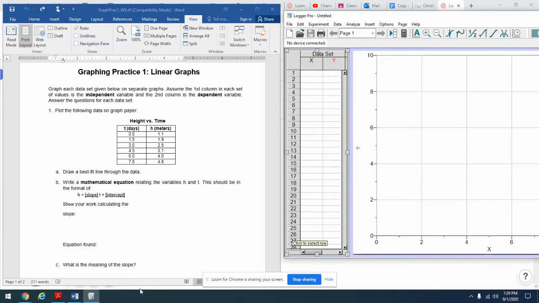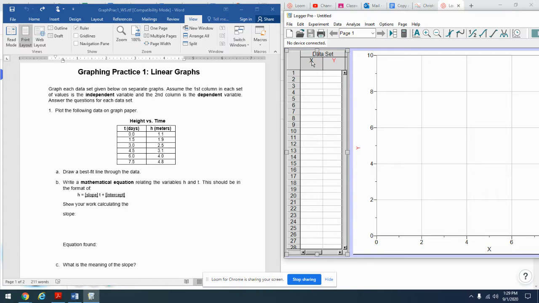All right. So assuming that you have done that, let's get busy here. Graph each data set in separate graphs. The first column in each one is the independent variable, which means it's going to go on the horizontal axis. The second is the dependent variable, and then answer the questions. It says plot the following data on graph paper. We're going to do it here in Logger Pro.